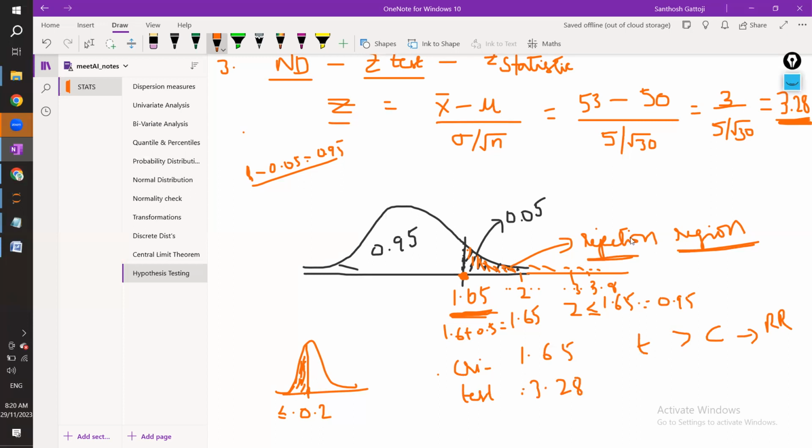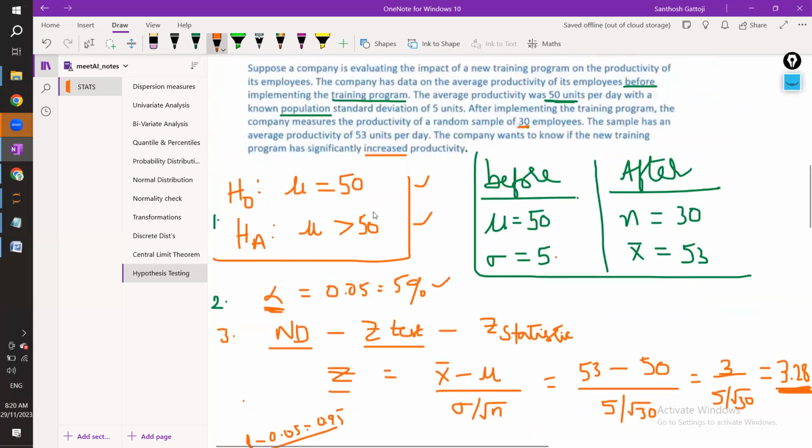Because whatever test statistic we are getting is falling in the rejection region, you can reject the null hypothesis, because it is the rejection region. So finally we will reject the null hypothesis and we will accept the alternate.